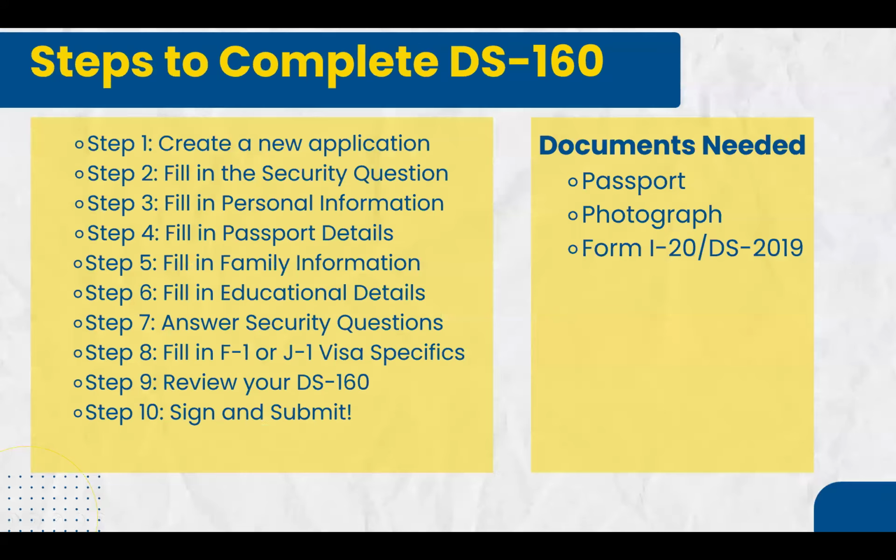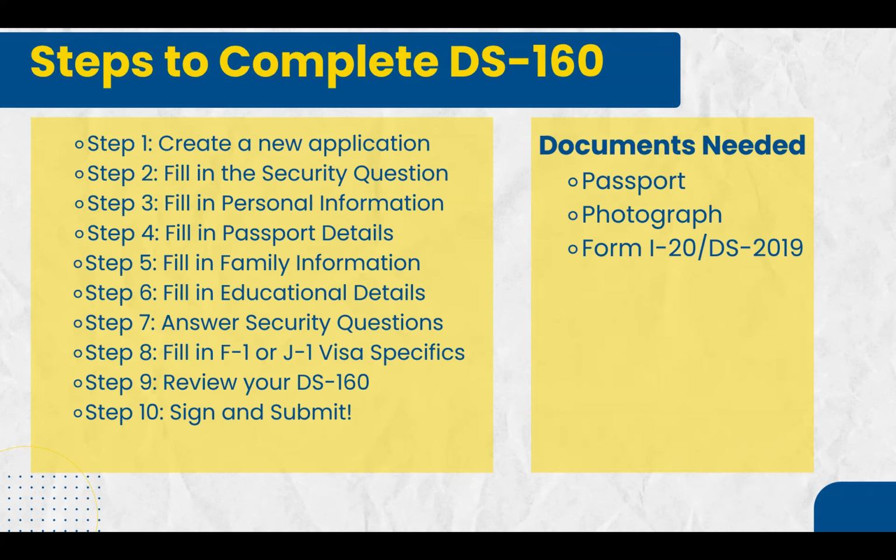Okay, so when you're completing that DS-160, it's going to ask for specific information from you and some documents. You'll want to create a new application. You'll need to fill in your security questions so you can log back in in case you lose your password or something like that. You'll want to fill in all your personal information. Then they're going to ask you to fill in your passport details, so be sure to have your passport readily available. And then, of course, family information. They're going to ask about immediate family, so you should have that information available to you as well.